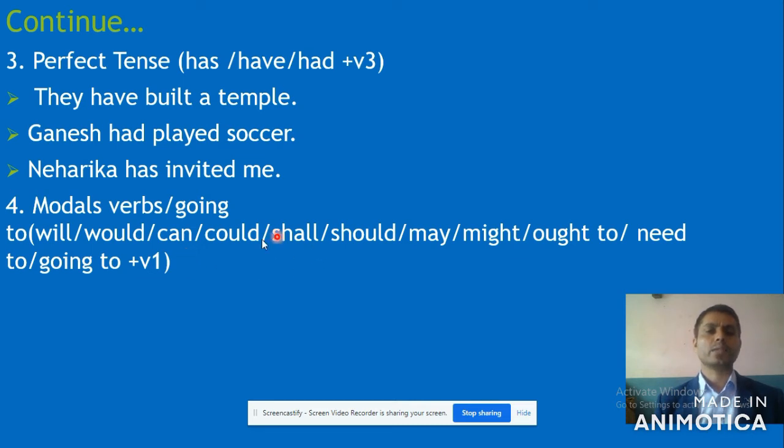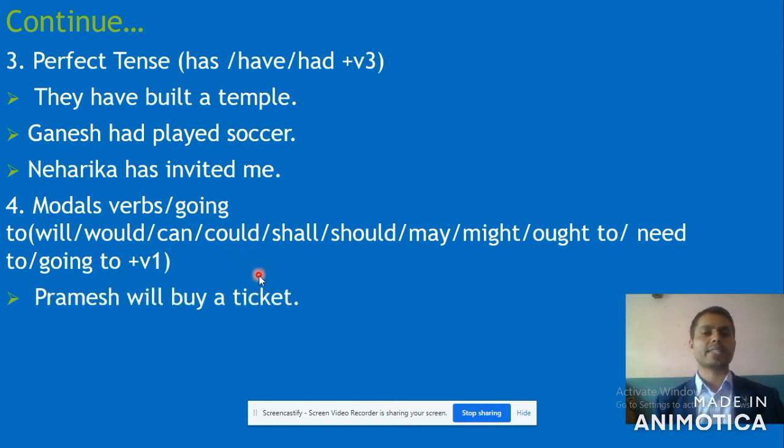These sentences use any one modal verb, so you will be clearer from the example sentences given here. Pramesh will buy a ticket. The subject is Pramesh, "will" is the modal verb, "buy" is verb 1, and "a ticket" is the object. Next one: she should write an essay. The subject is "she", "should" is a modal verb, "write" is verb 1, and "an essay" is the object.